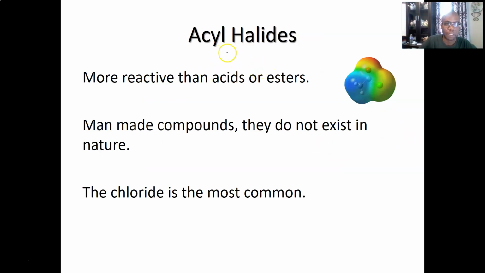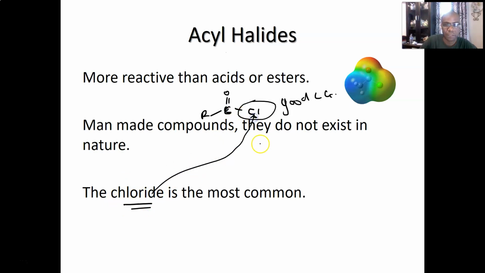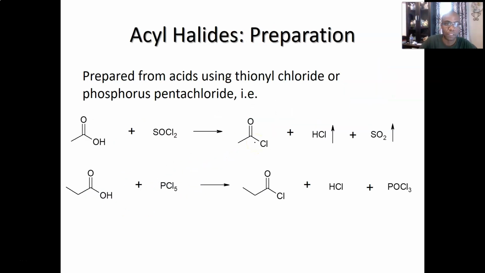Okay, that's why I said acyl halides are more reactive than esters and carboxylic acids, because you have a good leaving group. They do not exist in nature. We usually make them in the lab so we can use them. Chloride is the most common acyl halide because Cl is the most common leaving group here. And we will talk about the preparation next time.